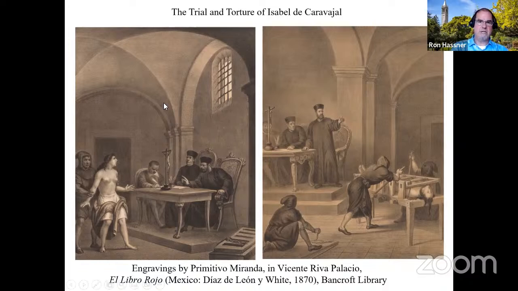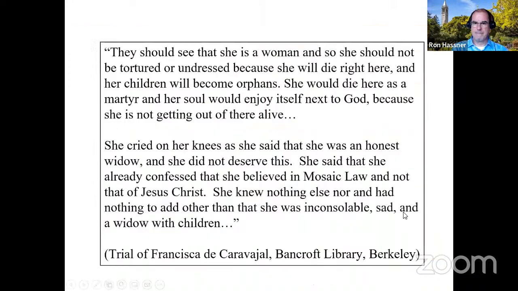I'd like to call your attention to the fact, and again, I'm going to draw on my own slides here, that in both the trial, there's a scribe sitting right here, and here he is in the torture chamber as well, writing down every word that is said. And those are the documents that we have before us. And they reveal a tremendous amount of information. I'll let you read this.